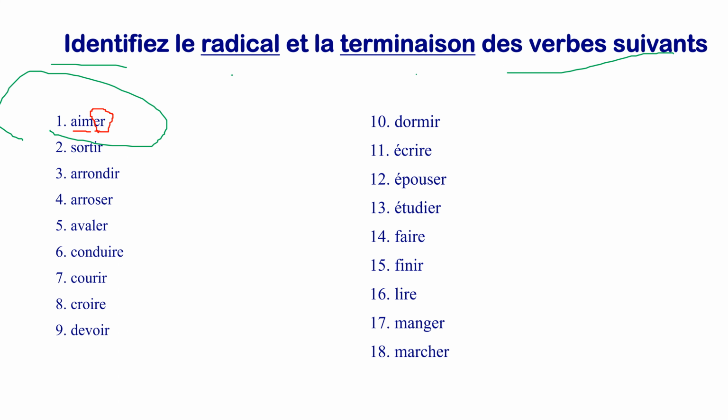If we look at the verbe dormir, c'est le verbe terminant en IR. This part here is the terminaison, the ending. It will change when you conjugate it. DORM will not change. It will remain the same. That is the root, that is invariable.